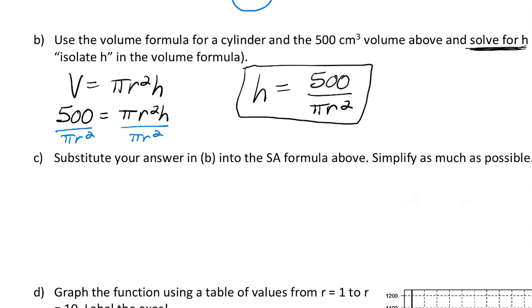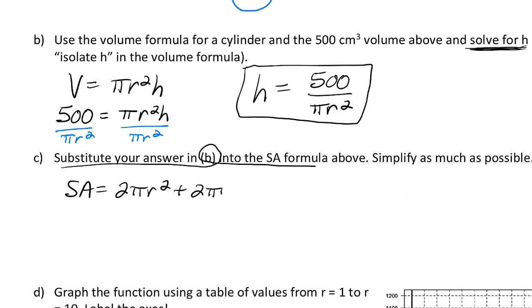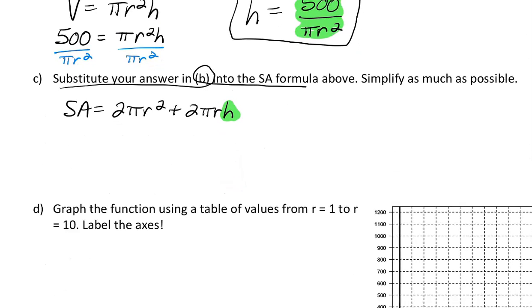We want an expression for the volume, but to be in terms of h rather than v, since we know what v is, 500. Next it says substitute your answer to be into the surface area formula. So the surface area formula was this, 2 pi r squared plus 2 pi r h. We're going to substitute this expression, 500 over pi r squared, in where the h is. It says simplify as much as possible.